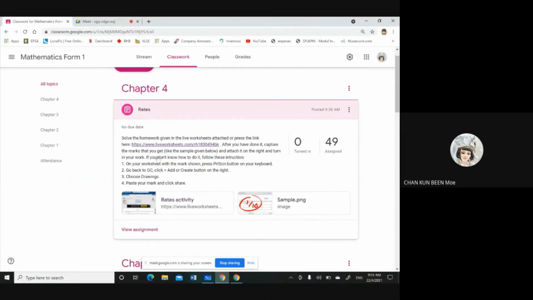I gave you the instruction if you don't know how to hand in the work. After you have done it, check your mark, and then you just need to print screen this part. Add or create the button on the right, and then you choose drawing, paste your mark and click share. You do it right now, everyone. I want to see whether you have problems or not. Go to your GC and open up the live worksheet. Try to finish all the questions in there, then capture the mark and turn it in to me. Are you okay?